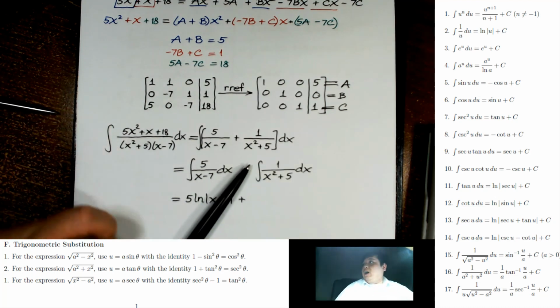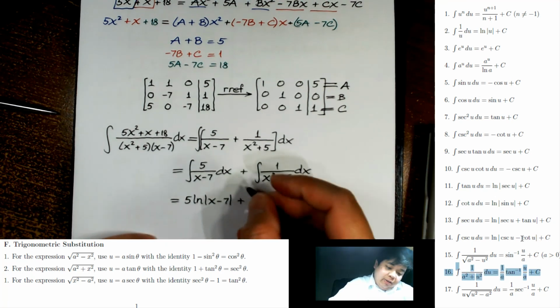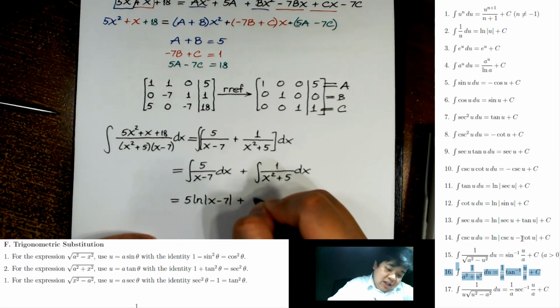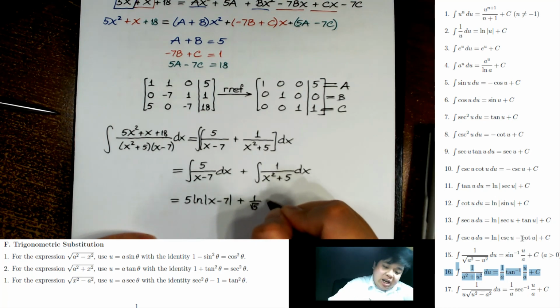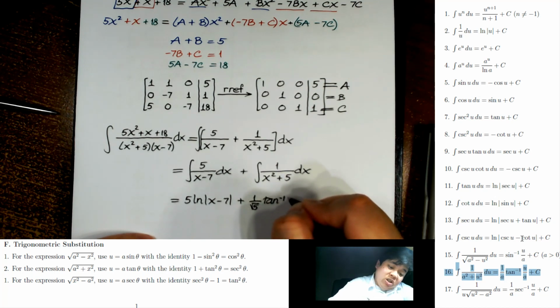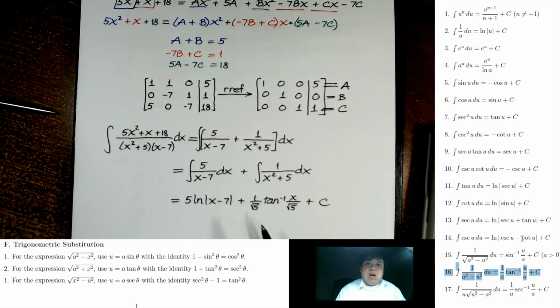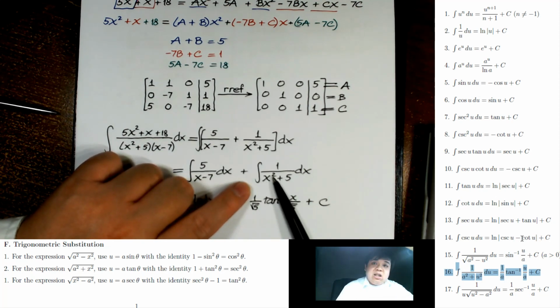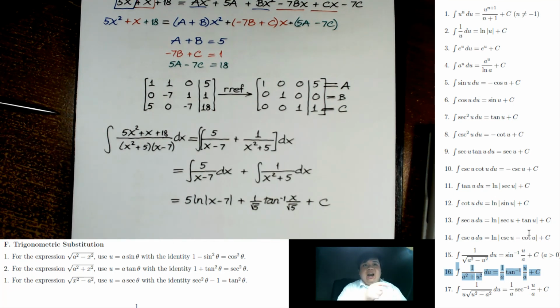And for this one, if we use this formula, we have 1 over a, which will be square root of 5, tangent inverse of u, which is x over square root of 5, plus c. Of course, we can use the trig substitution again, but we can just use the formula, the one that I highlighted.